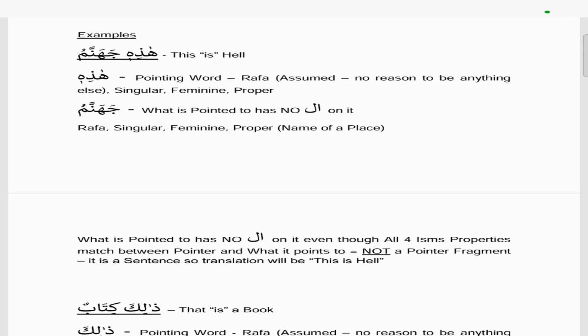And jahannamu, which is what is pointed to, has no al on it. It's rafa because of the dhamma at the end. It's singular, it's feminine because the Arabs said so, and it's proper because it's the name of a place, and that's one of the categories that makes something proper. So what is pointed to has no al on it, even though all four ism properties match between the pointer and what it points to. Therefore, because what it points to has no al on it, this is not a pointer fragment, it is a pointer sentence. So we put the word "is" in between the two. So the meaning is: this is hell.